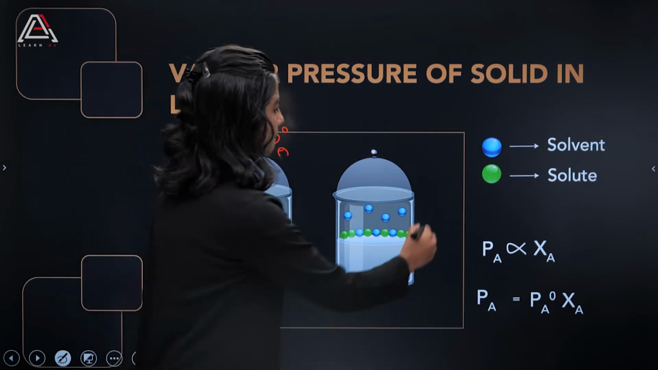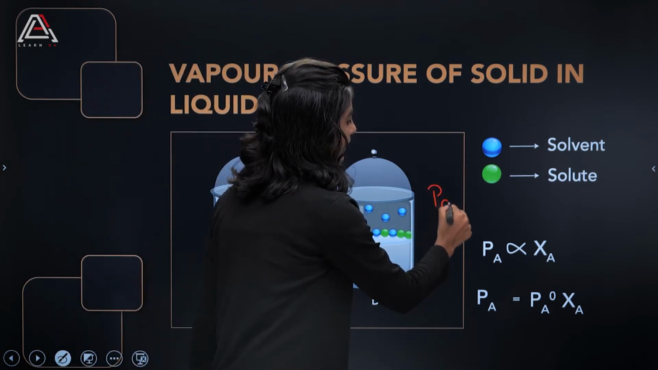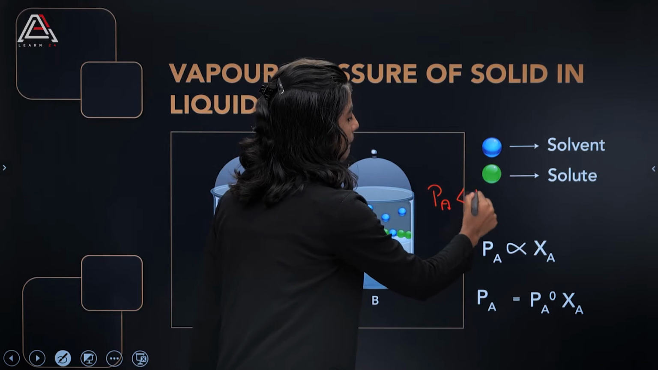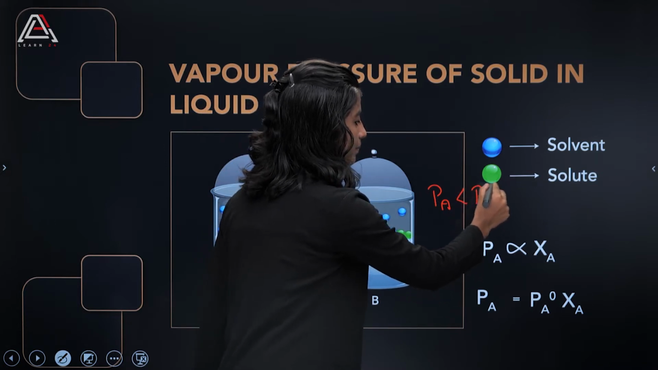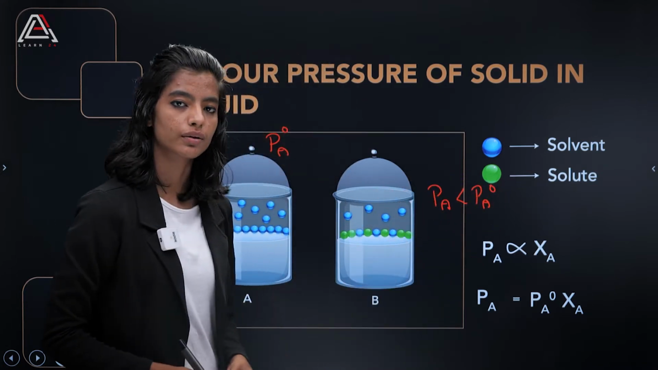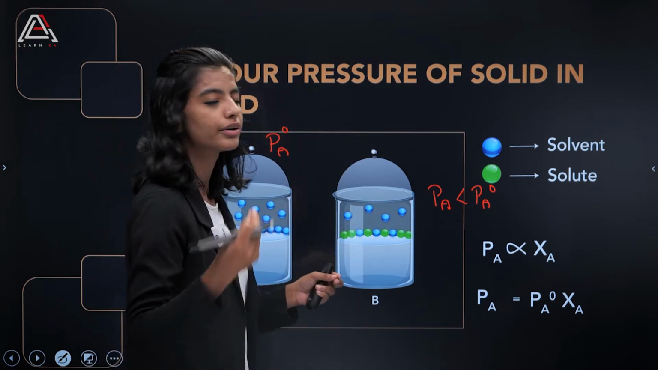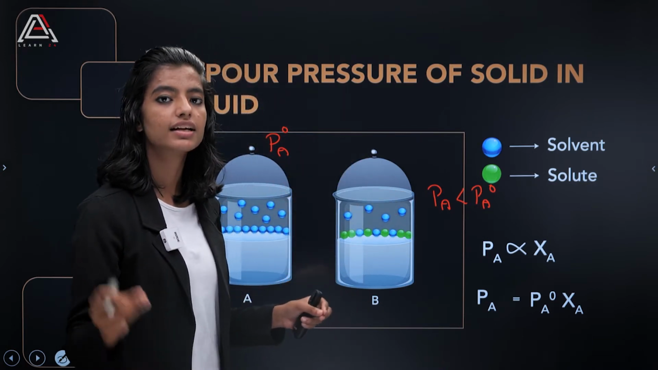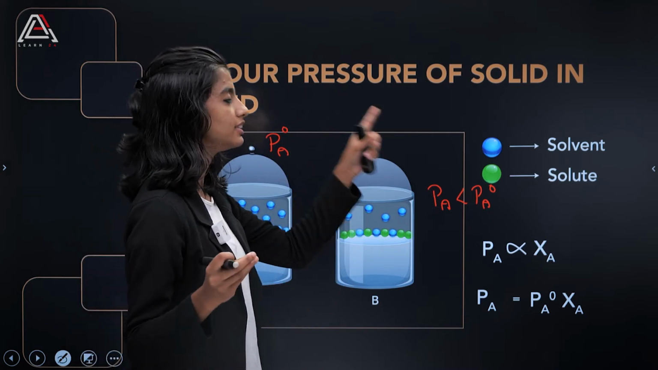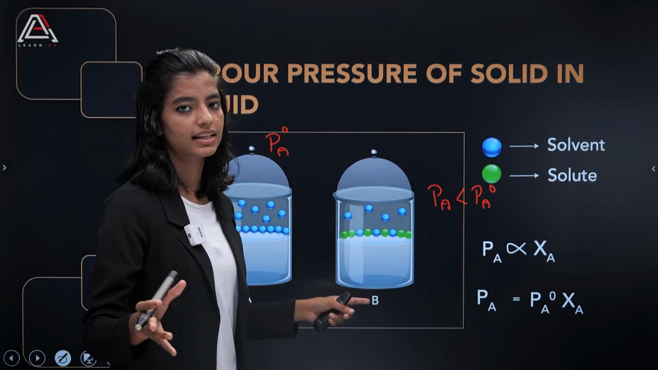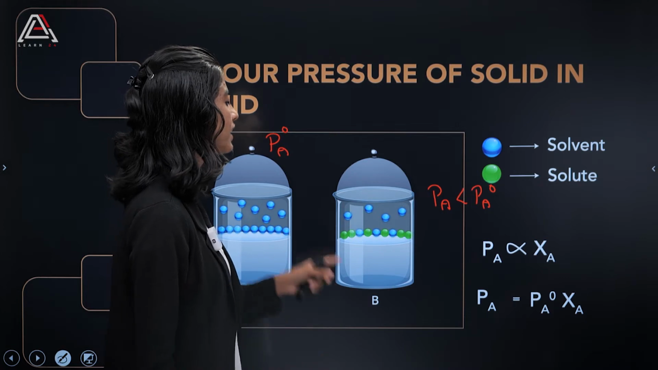That is, PA is less than PA naught. And the total pressure is only contributed by the component A since the solute is non-volatile. Only contributed by component A.